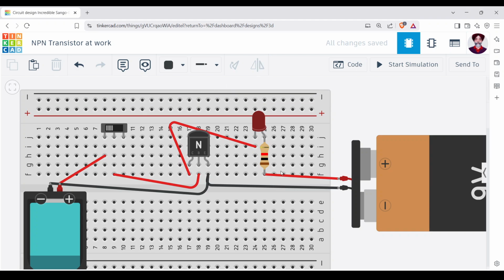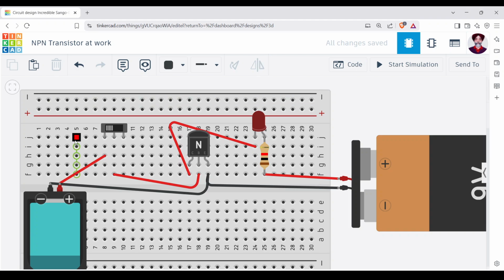So let's see the circuit how we have done it. On the right hand side is the load battery. On the left hand side is the controlling battery. So this battery controls the voltage given to the base. Okay. So let's see the right hand side. The positive is going through the LED, through the resistance, through the LED to the collector. Collector is connected to the emitter. Emitter is connected to the ground, and ground is connected back to the battery. So this part of the circuit is fine.